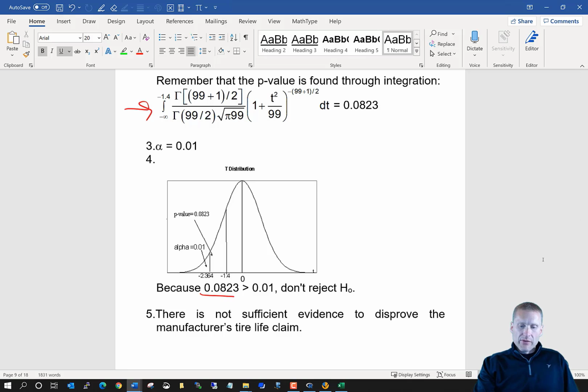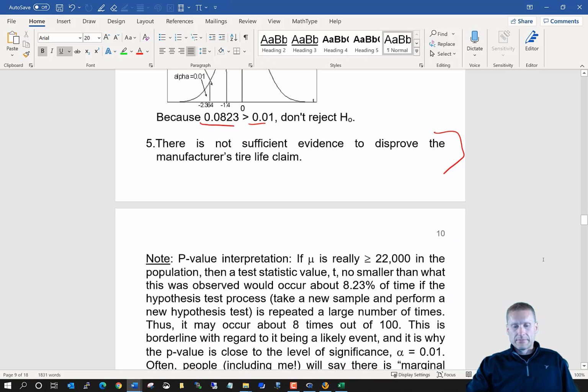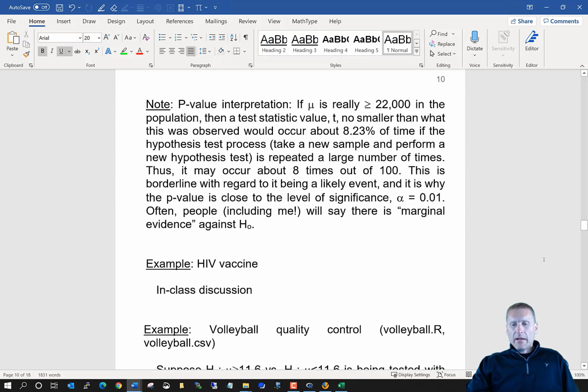Then, because 0.0823 is greater than 0.01, don't reject H0. So therefore, there is not sufficient evidence to disprove the manufacturer's entire life claim. Okay. Now let's talk about some important things here in terms of interpreting a p-value, and this goes the same in terms of the confidence interval.